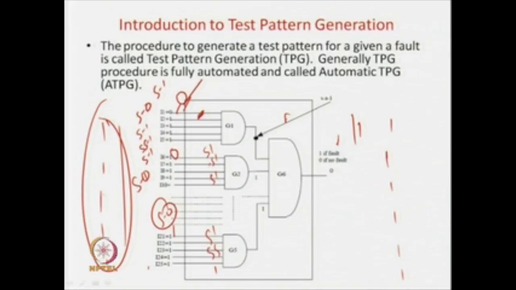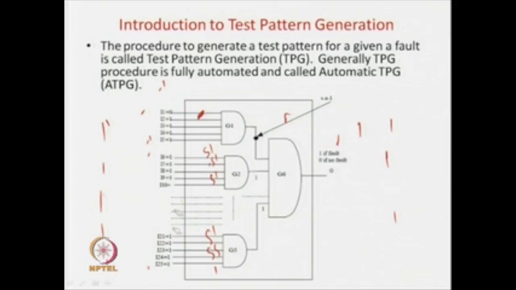stuck-at faults at this point, this point and this point, what do you have to do? You have to first apply a 1 over here. It is not a simple one. If you have a stuck-at 0 fault over here, you have to apply a 1 over here, then you have to propagate this value to here, so all others will have to be 1. Then you have to propagate the value here, so it will be 1 in the normal case and 0 in the fault case, and then again the effect has to be propagated from here, because we are testing the stuck-at 0 fault here. So 1 you have to apply; this is normal 1, fault 0, normal 1, fault 0.